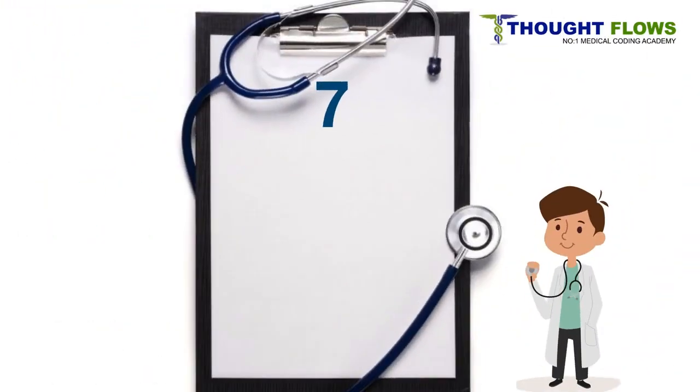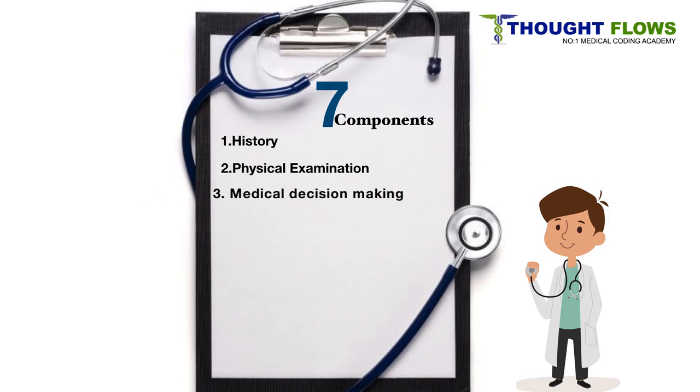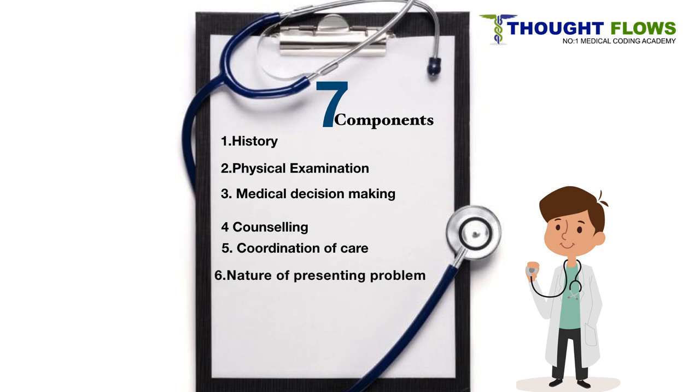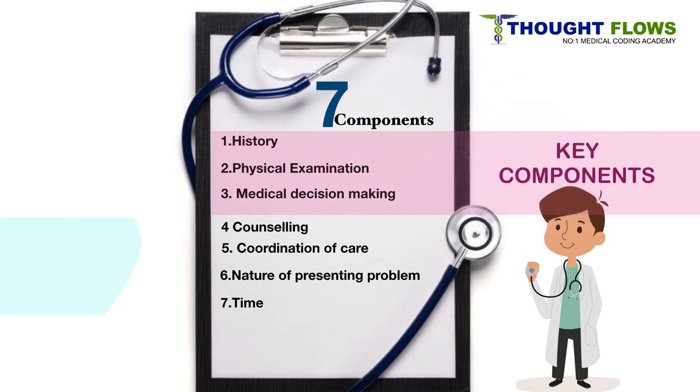In order to code for evaluation and management, we have to check for the components. There are totally 7 components, which are history, physical examination, medical decision making, counseling, coordination of care, nature of presenting problem, and time. Within this, the first 3 are called key components, and the remaining are called contributing factors, which are supporting factors for the key components. Now we will see these components one by one.